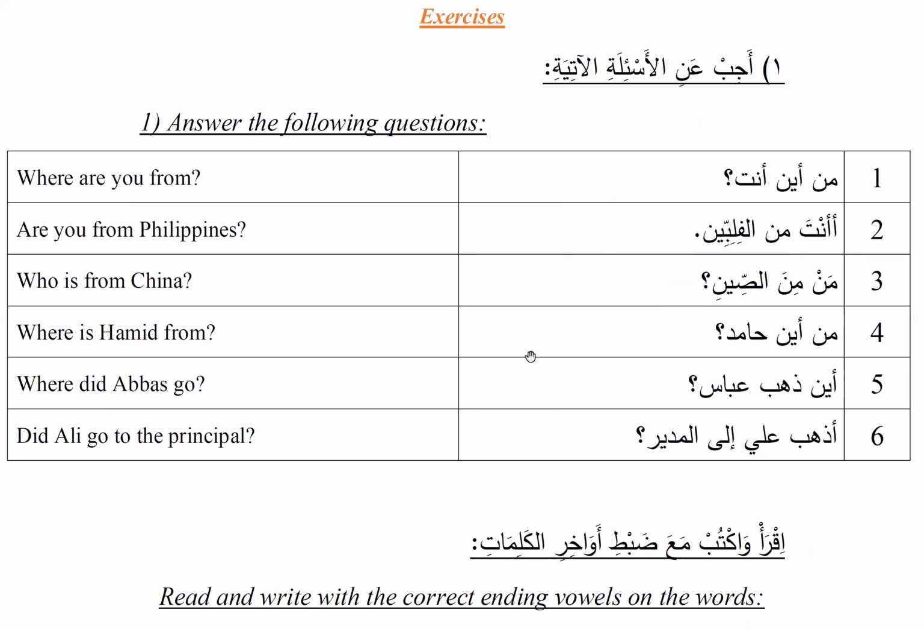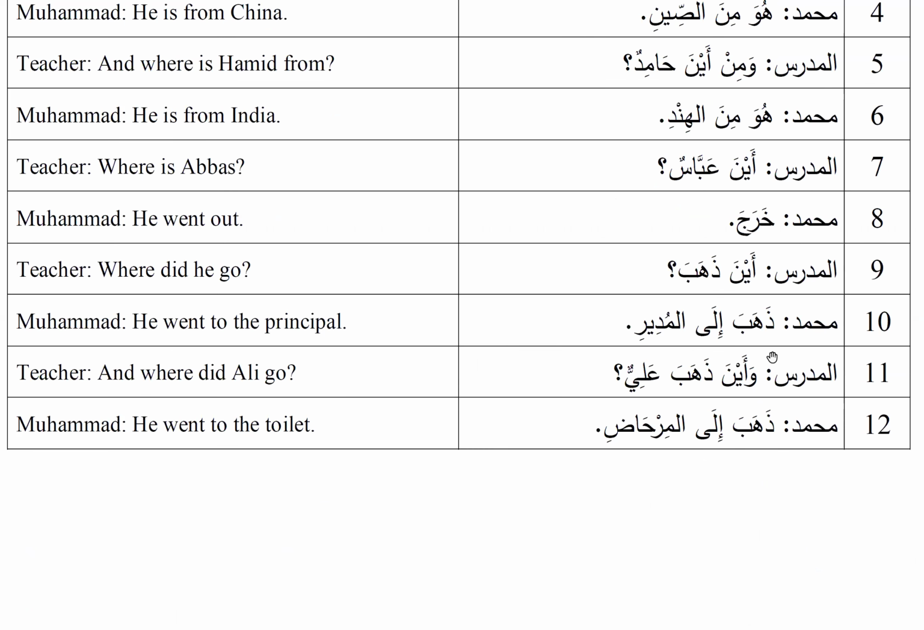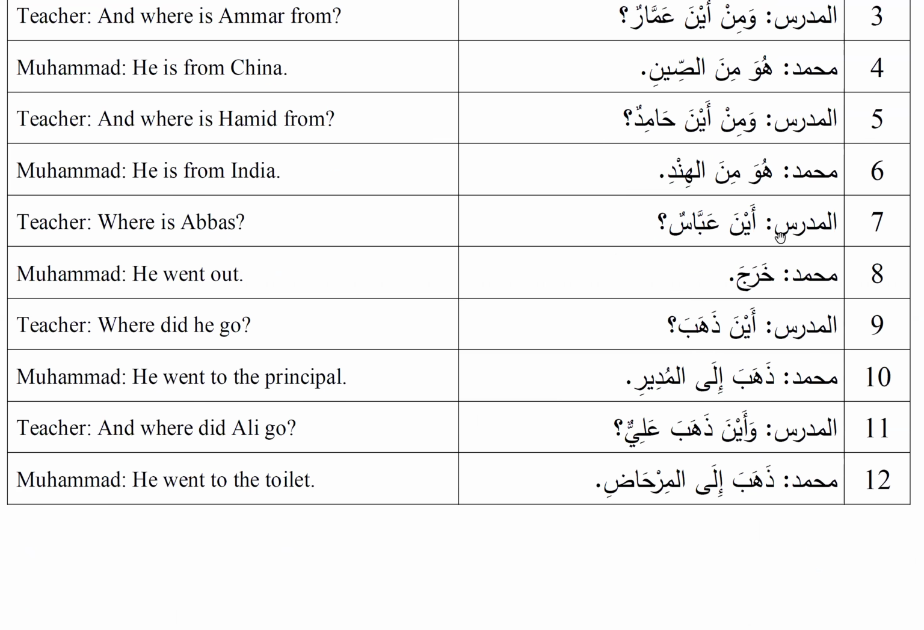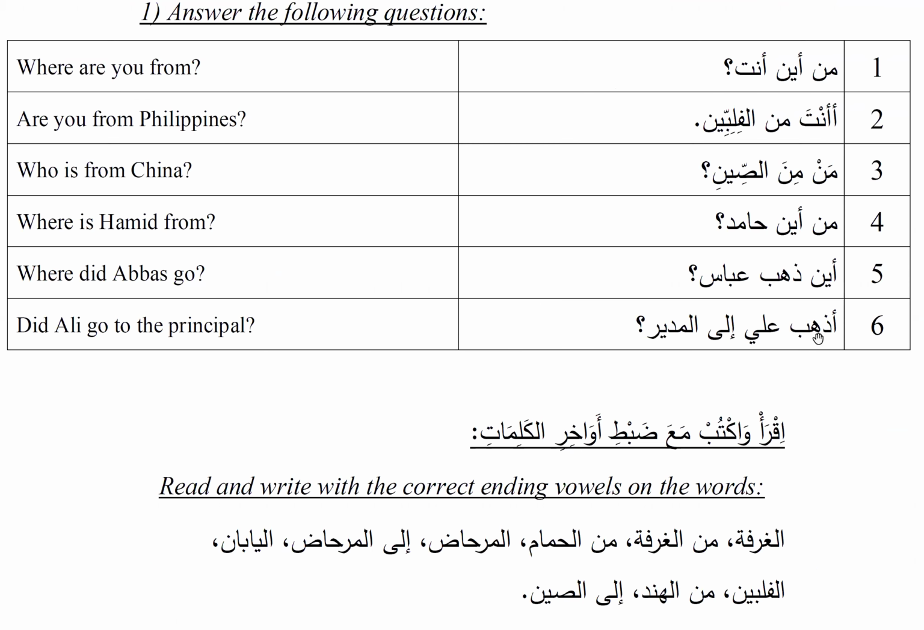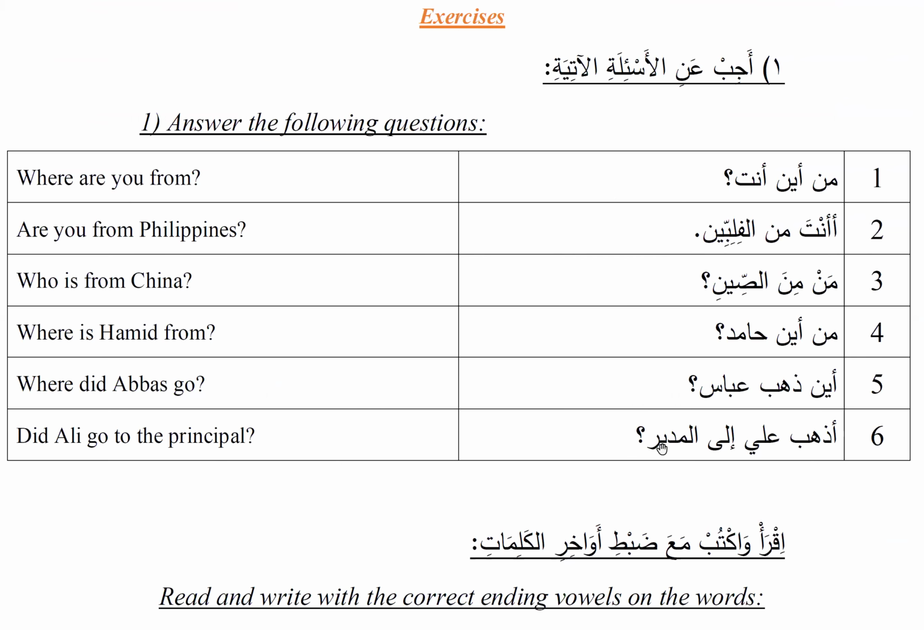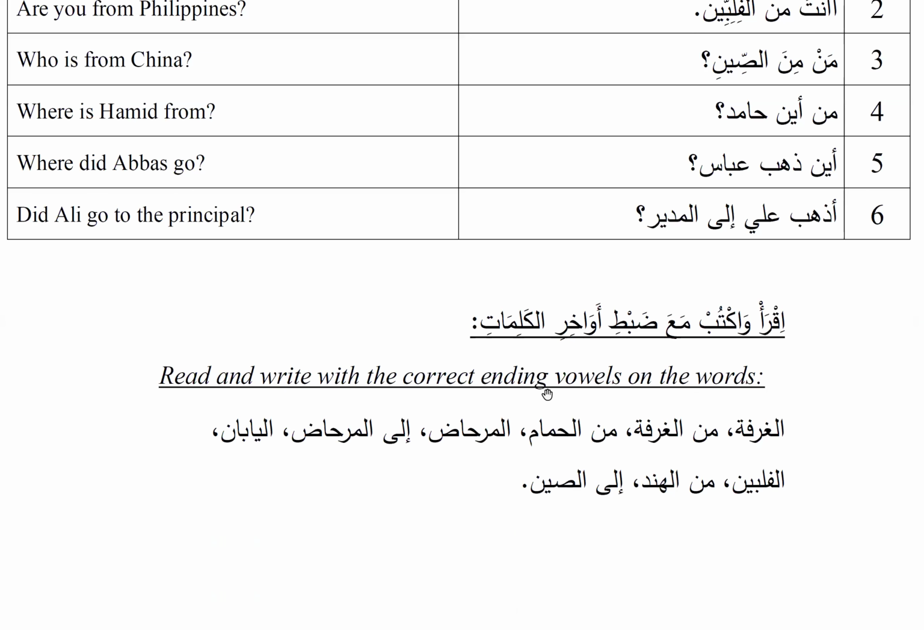أين ذهب عباس? Where did Abbas go to? So when the teacher asks أين Abbas, he says خرج. And أين ذهب? ذهب إلى المدير. So answer is Abbas ذهب إلى المدير. And أذهب علي إلى المدير. Did Ali go to the principal? So answer is لا. He didn't go to the principal, he went to the toilet. So we're going to say لا ذهب علي إلى المرحاض.